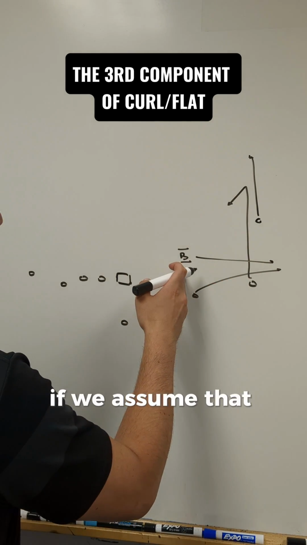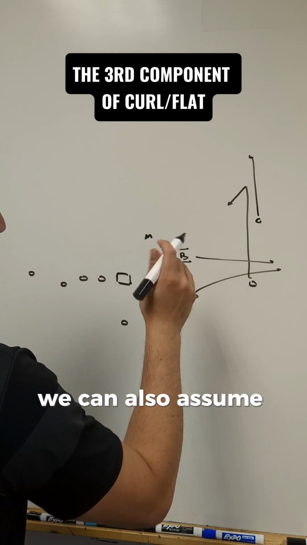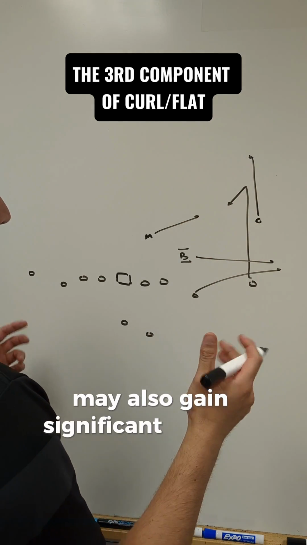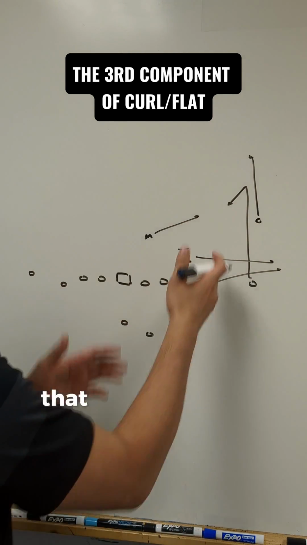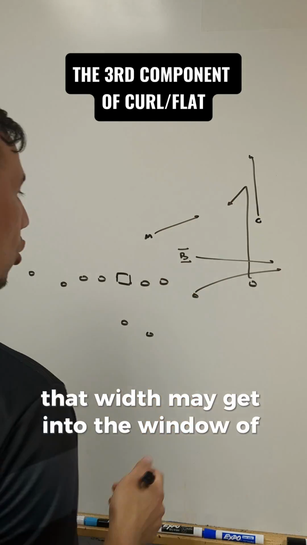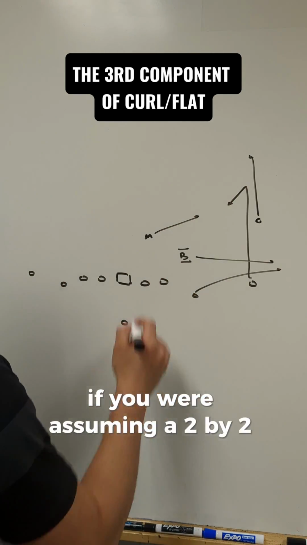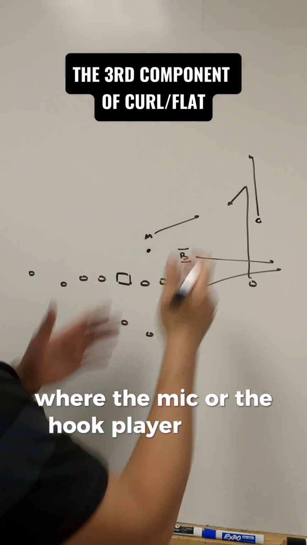If we assume that the curl player is wide, we can also assume that potentially the hook player may also gain a significant amount of width. And depending on your field markings and what portion of the field you're on, that width may get into the window of the curl. So the third component to curl flat, if you were assuming a 2x2 set, is to have a replace player where the mic or the hook player would have left from.